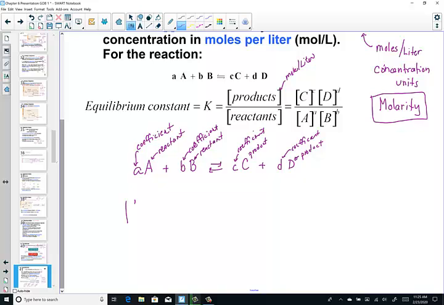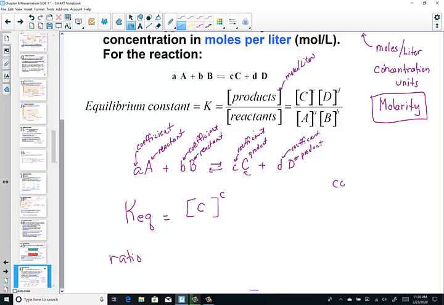The equilibrium constant, KEQ, or simply K, is an expression, a ratio, that compares the amount of products over the amount of reactants. Now I said the first product was compound C, so I placed that inside of a bracket to represent its concentration, and I'm going to raise that concentration to the exponent of C.